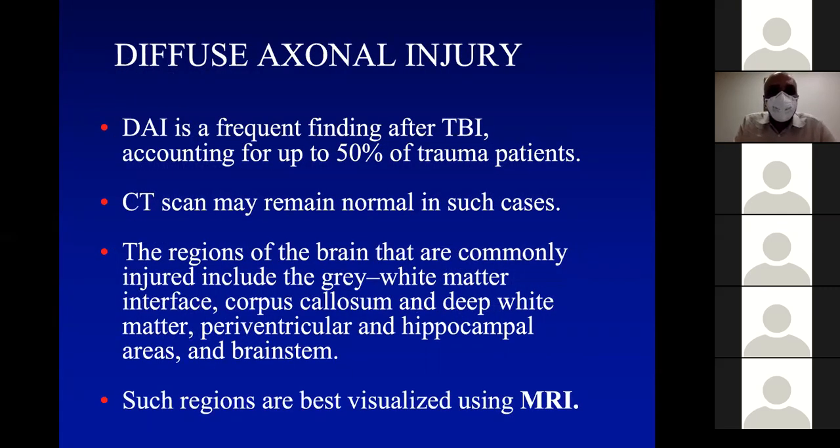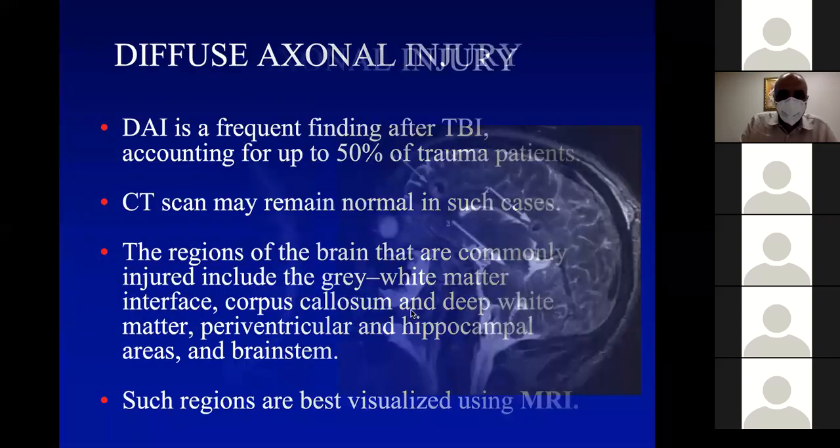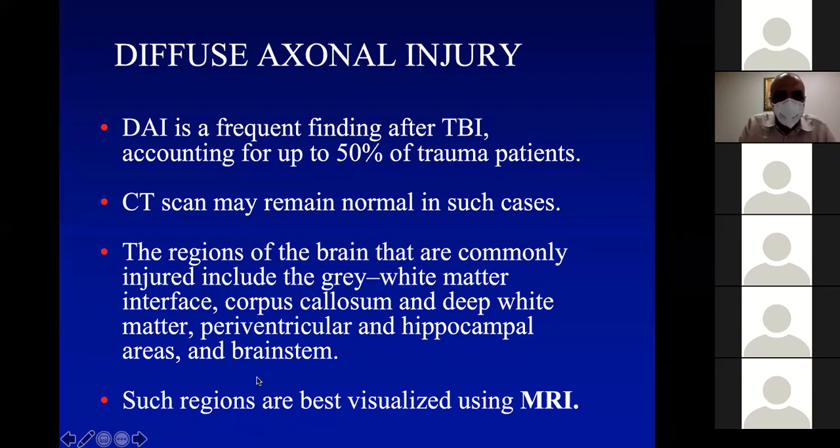Now coming to diffuse axonal injury, DAI is a frequent finding after traumatic brain injury, TBI, accounting for up to 50% of trauma patients. CT scan may remain normal in such cases. The regions of the brain that are commonly injured include the gray and white matter interface, corpus callosum, deep white matter, periventricular and hippocampal areas, and brainstem. Such regions are best visualized using MRI. It is difficult to identify on CT, but easy to identify on MRI.